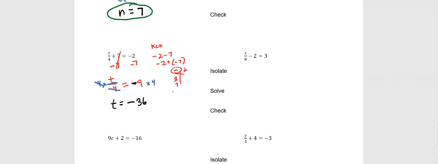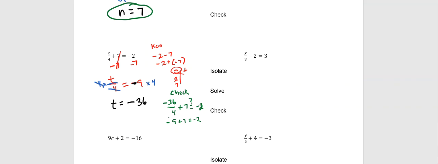Well, you know I'm not going to feel confident until I do a check. So I'm going to quickly do my check. Let's see, what's my value of t that I'm testing? Negative 36. I'm dividing it by 4, only to add 7 to see if I get a result of negative 2. All right, so let's work through this. Negative 36 divided by 4, I'm going to get negative 9 plus 7. Does that equal negative 2?